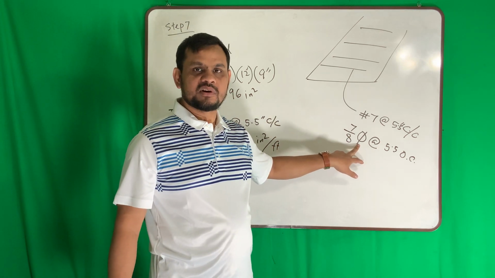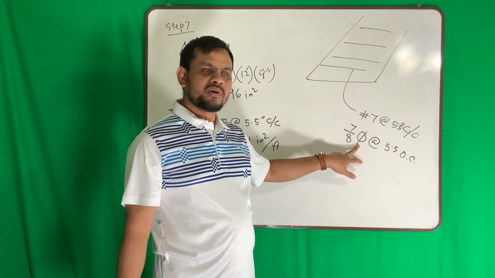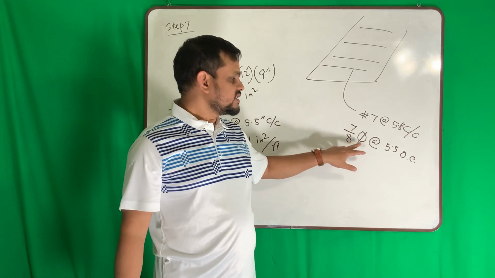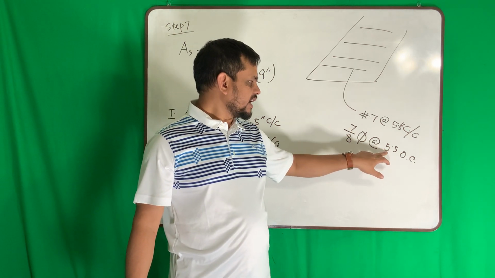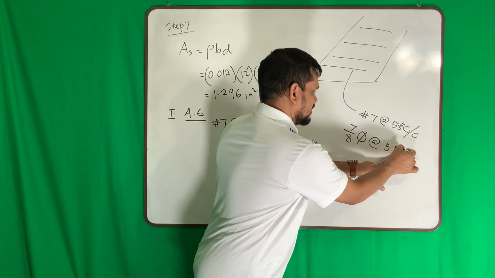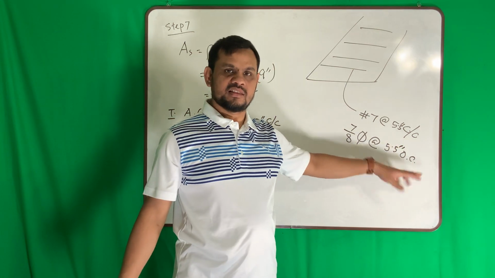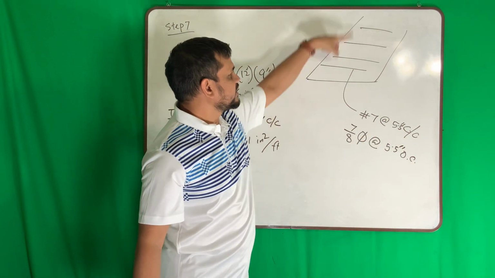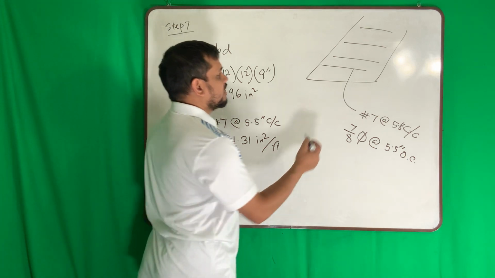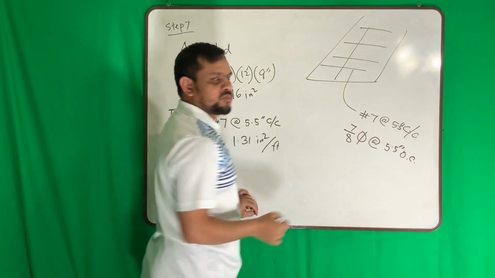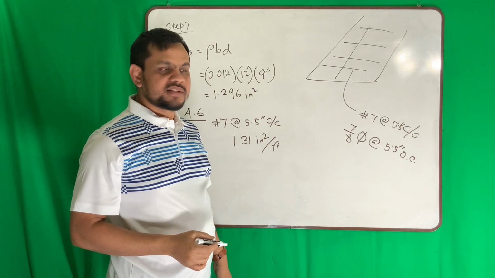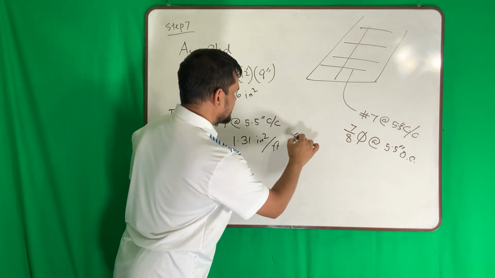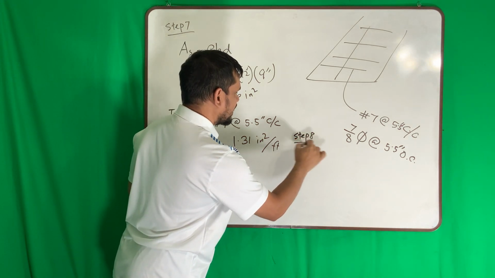This is called dia. This is the informal language. 7/8 dia bar at 5.5 inch on center. That is also okay. So we got our reinforcement this way. Done. What about this way? We need to provide temperature and flexural reinforcement. Say step number 8.